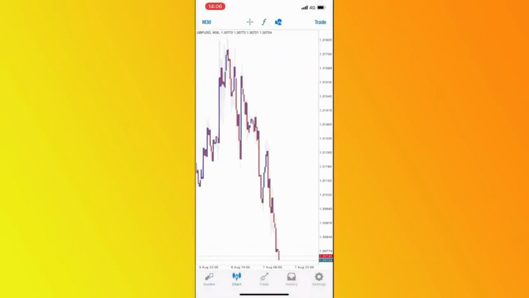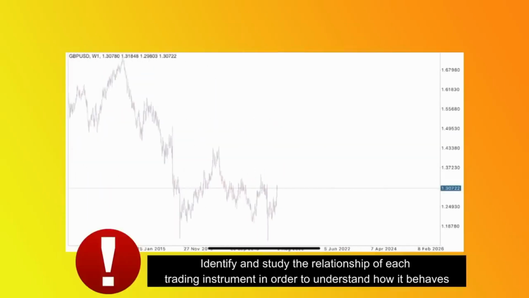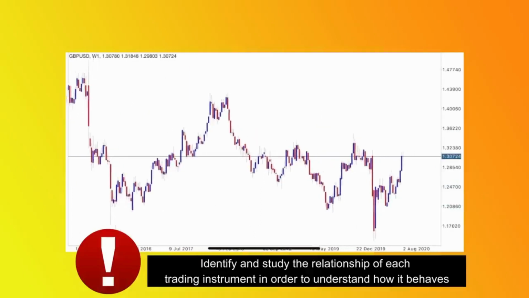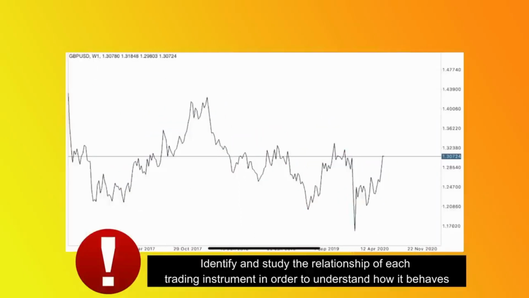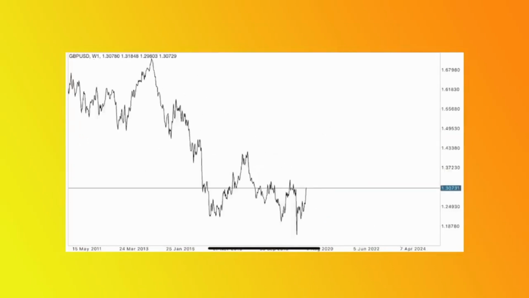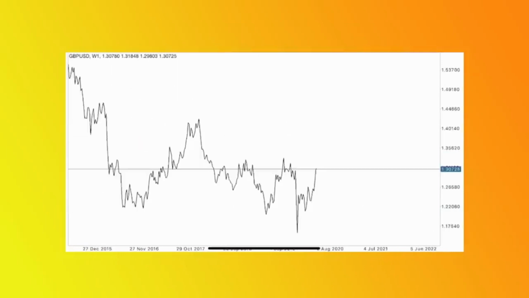Now we have GBPUSD. Firstly, what we need to do, we need to go to the weekly chart. On the weekly chart, we can see this one is behaving like this. We just need to see its behavior. We can see it's more of a ranger. Basically, it's going up and down a lot. It doesn't have a specific direction. Now it's been pushing towards the downside, and we're expecting the market to now go back up towards the upside.